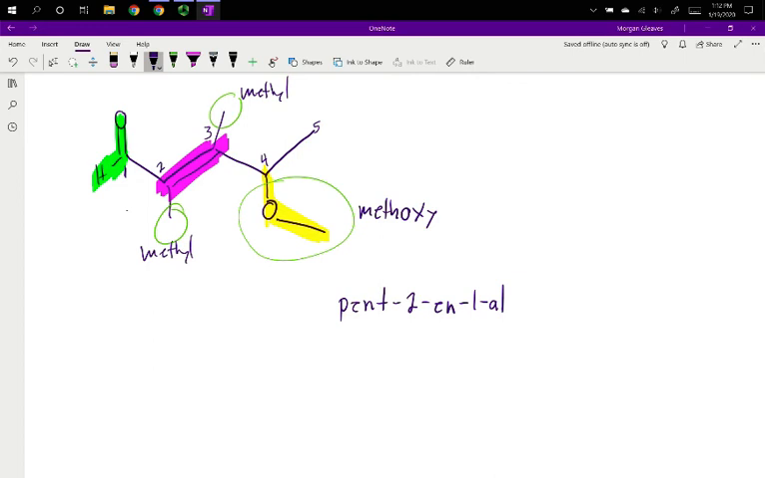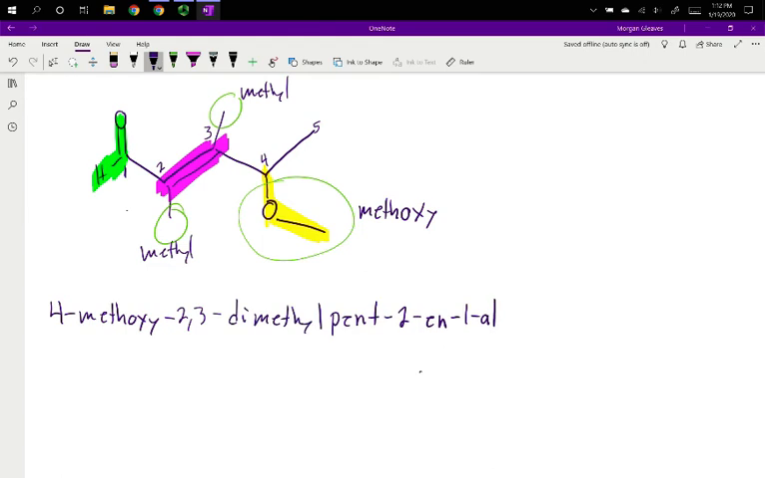So now we need to string it together. Well, methyl versus methoxy, methoxy is alphabetically lower. It is a 4-methoxy-2,3-dimethylpent-2-en-1-al.